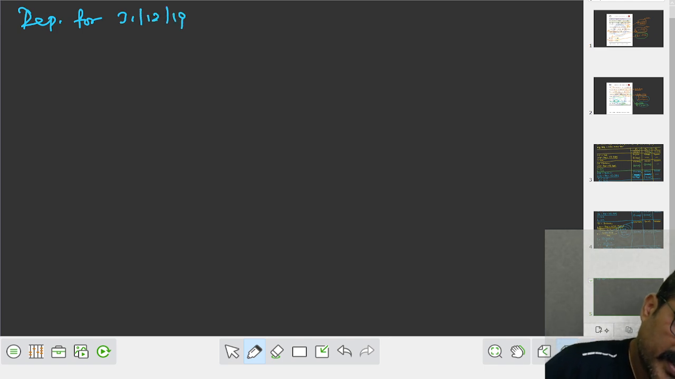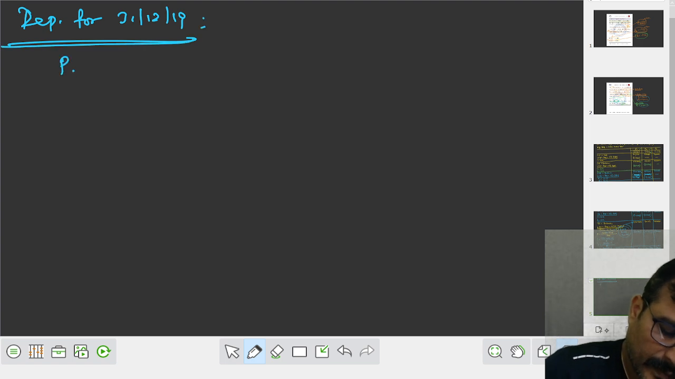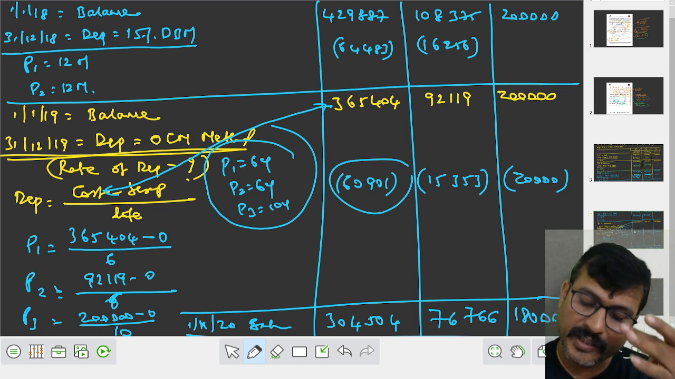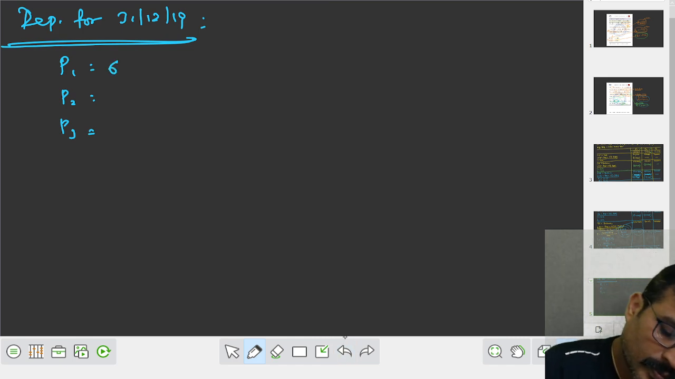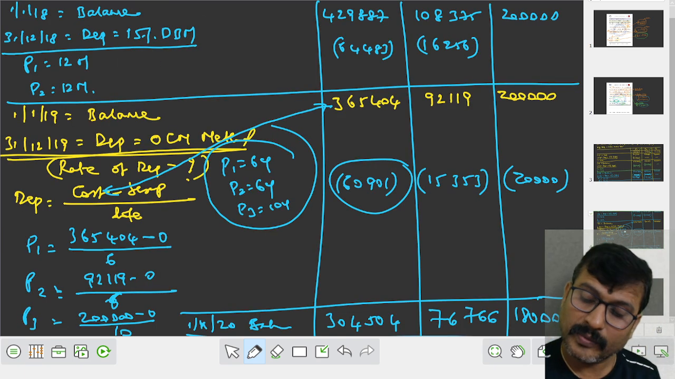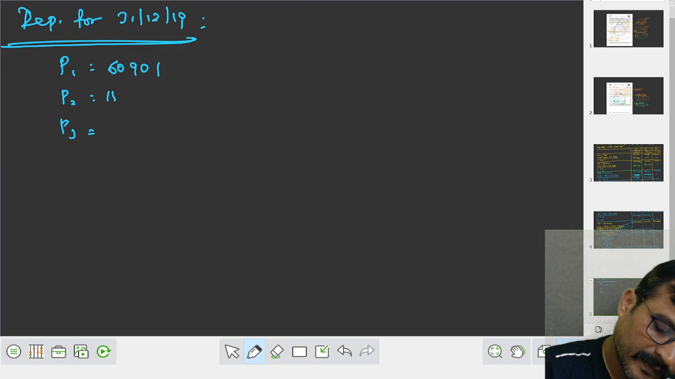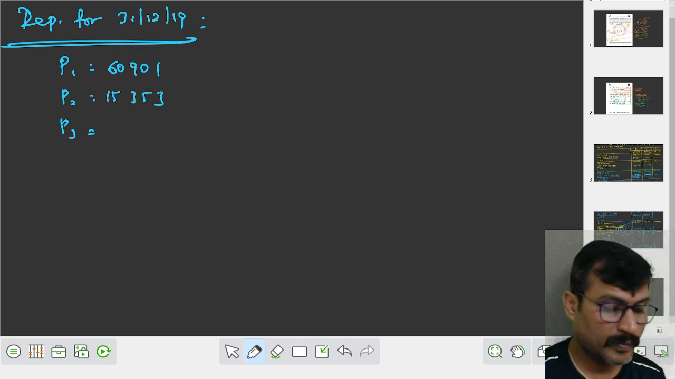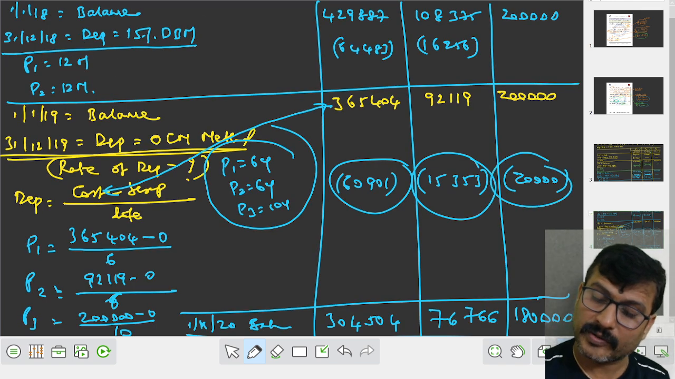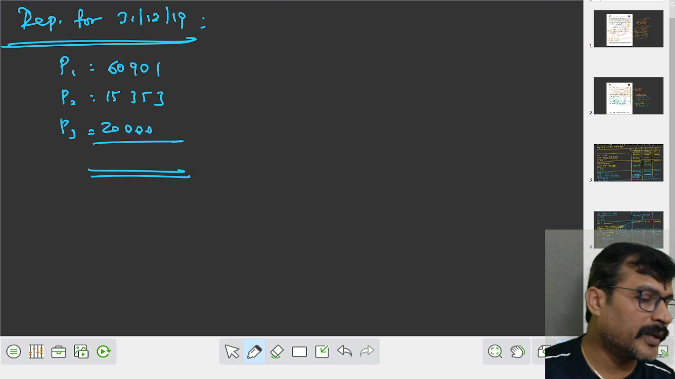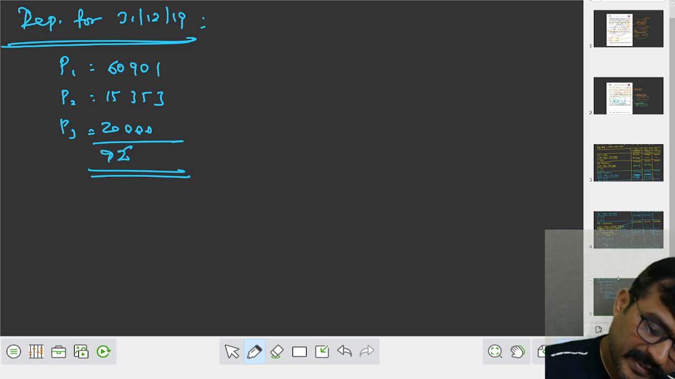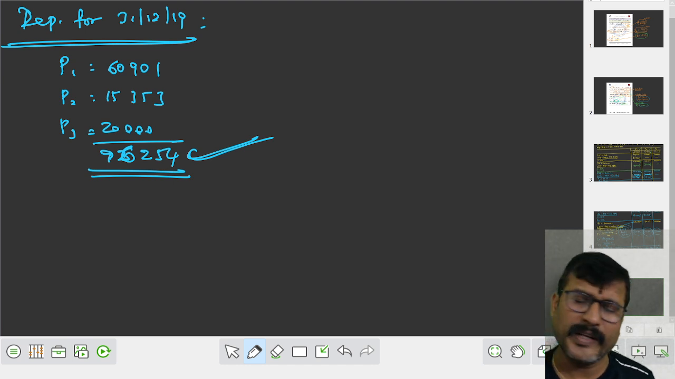Depreciation for 31st December 2019. Plant 1, plant 2, plant 3. How much it is? 60,901. Plant 2, 15,353. Plant 3, 20,000. Work out the total. The total depreciation to be adjusted is 96,254. This is what the depreciation to be adjusted.